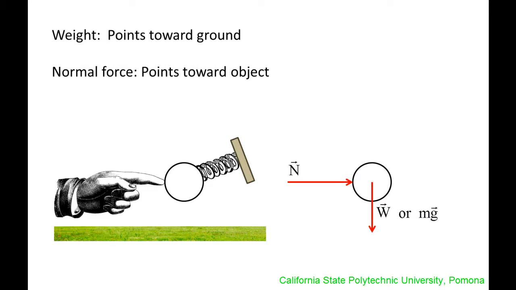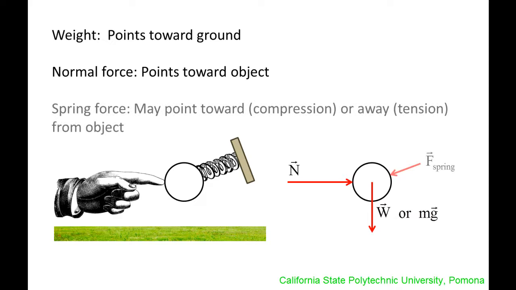Next, the hand exerts a normal force on the ball. The normal force, which is usually denoted by N, always points toward the object. In this case, the normal force points away from the finger and toward the ball. The spring force acts at the surface of the object as well. This force may point toward or away from the object depending on whether the spring is in compression or tension. In this free body diagram, we have assumed that the spring is in compression and is pushing the ball. Finally, we draw a set of coordinate axes and denote the positive direction of each coordinate. We are now ready to start solving this kinetics problem.